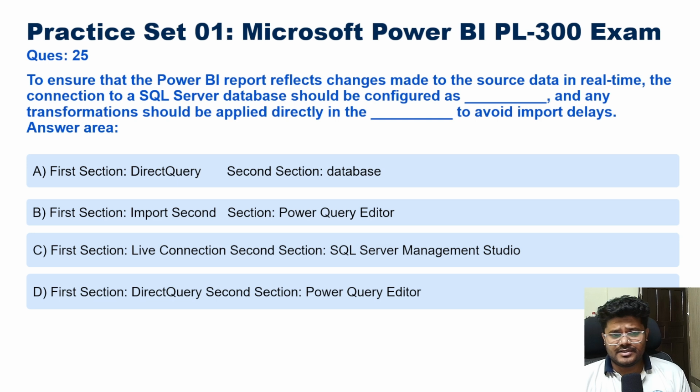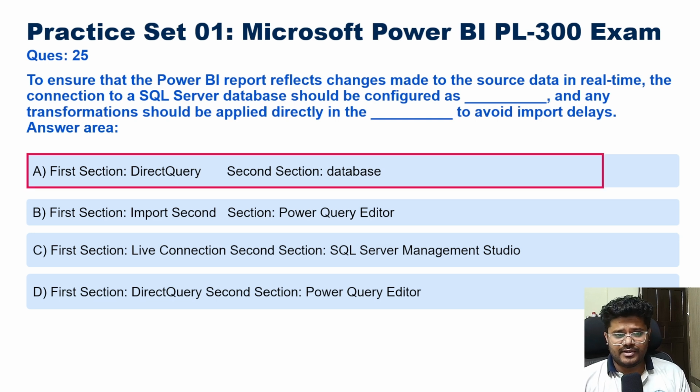So yeah, time is up. Let's see what the solution is. It's option A, because for SQL Server we would leverage direct query, since there are millions of rows. Also it creates a live connection with the database, right? And the second option is database. Direct query is different from live connection. We will see that in upcoming videos, but today we will just look at the difference between import versus direct query. So yeah, this covers this question.